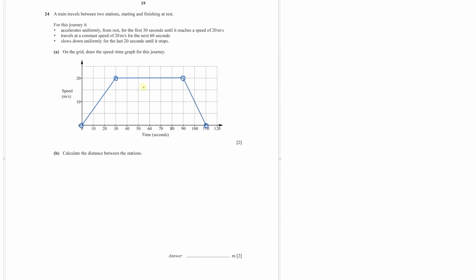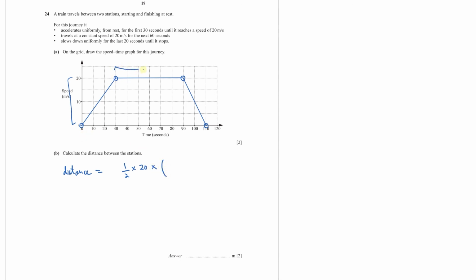So this will be your speed time graph for the train's journey. Part B is calculate the distance between the stations. So your distance will be this whole area under the speed time graph. So this is a trapezium. So my distance would be 1 by 2 into the height is 20 into sum of parallel sides.